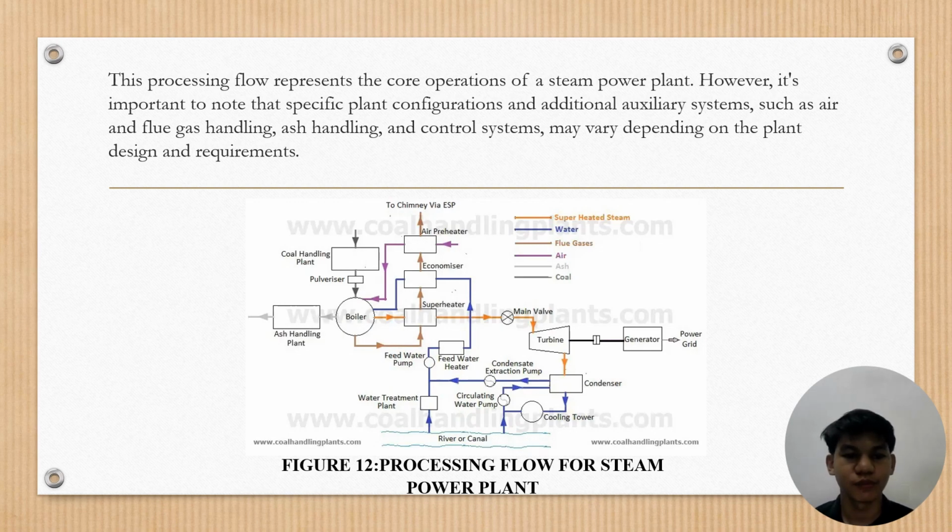The processing flow represents the core operation of a steam power plant. However, it is important to note that the specific plant configuration and additional auxiliary systems such as air and flue gas handling and control systems may vary depending on the plant design and requirements. This picture is a processing flow for a steam power plant.